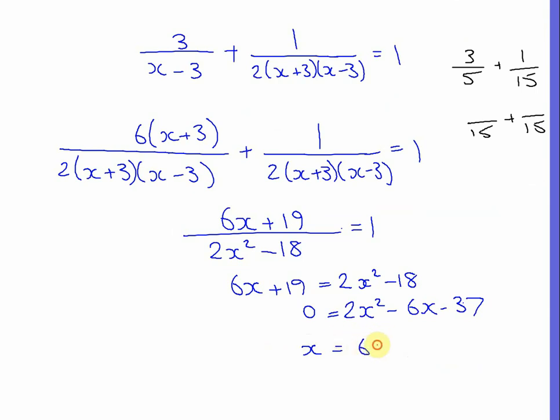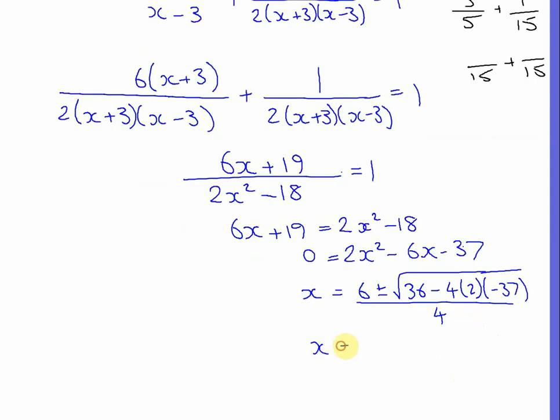So negative b is 6 plus or minus the square root of b squared, 36, minus 4 lots of 2, lots of minus 37, all over 2a, which is 4. And then you have to tidy it up. So 6 plus or minus. Okay, so what we've got there, we've got 8 times 37, plus 36. If you're wondering why I just did that in a really weird order, it's because I know this is going to be a plus because I've got a minus and a minus, and I just like to work out this bit first and then add it to 36.